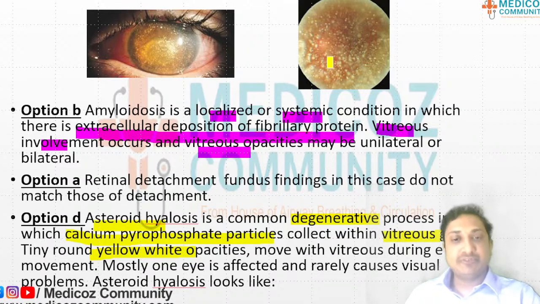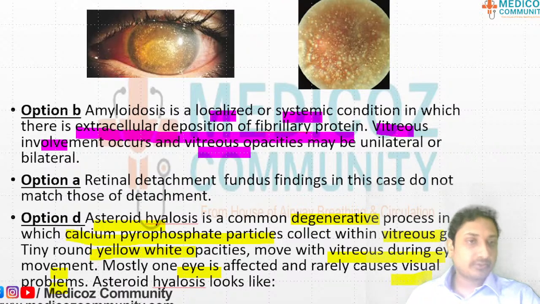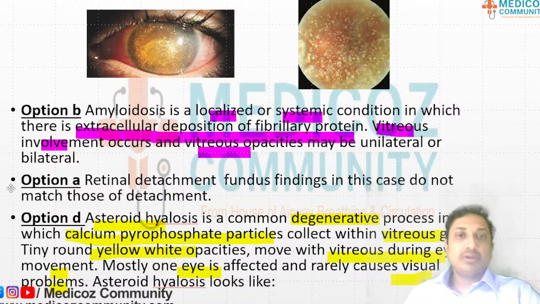Okay, this is there in the vitreous gel and it moves with the vitreous during the eye movement. Mostly only one eye is affected and it rarely causes visual problems. Okay, asteroid hyalosis looks like this. So we're clear about the question, answer, and the other options that were given. Okay.